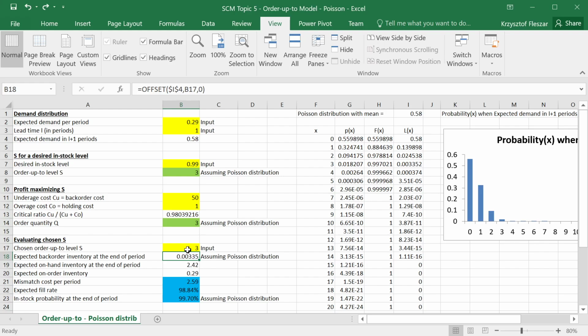So if I assume S is equal to 3, it is achieving an expected fill rate of 98.84%. Let's say I want 99.9, then I can try to increase it to 4, and it is still not 99.9, it's a little bit less. I can try 5, and now I'm way overachieving 99.9, but this is the smallest value I can assume. So S equal to 5 would give me the desired fill rate.